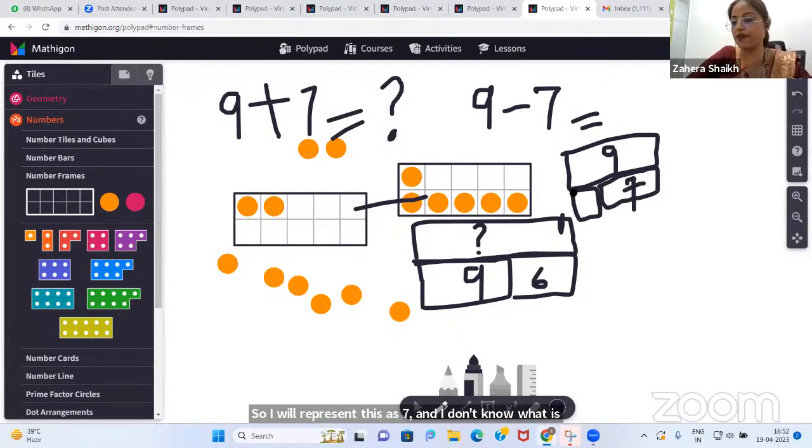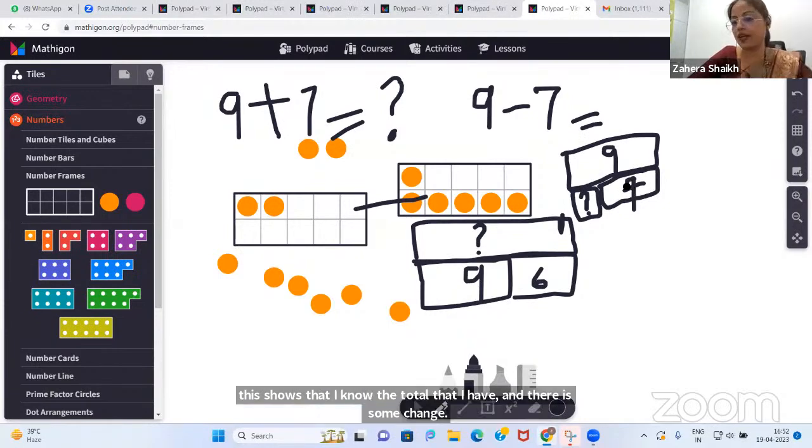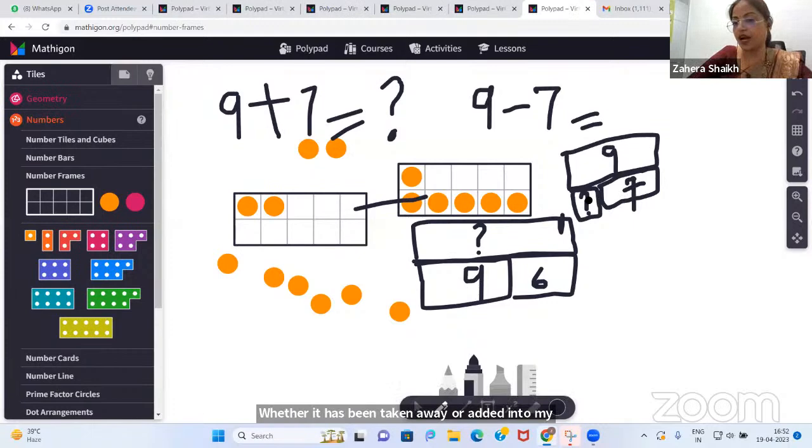So this would be my representation for this concrete operation. This shows that I know the total that I have, and there is some change, whether it has been taken away or added into my whole. So what is left behind, what is extra from there? That is how the child should be encouraged to represent the concrete operations or concrete manipulations that they are doing using this modeling, right?